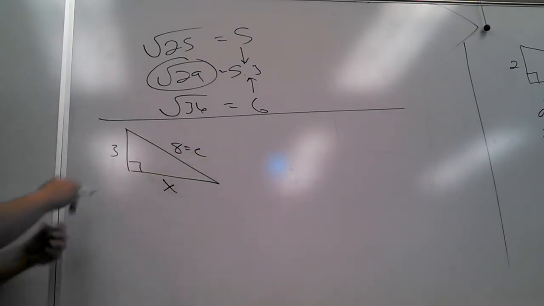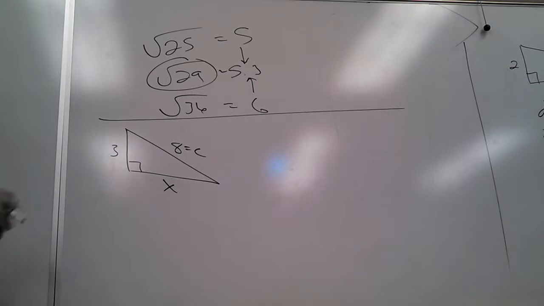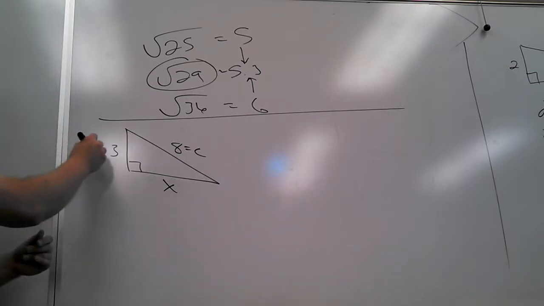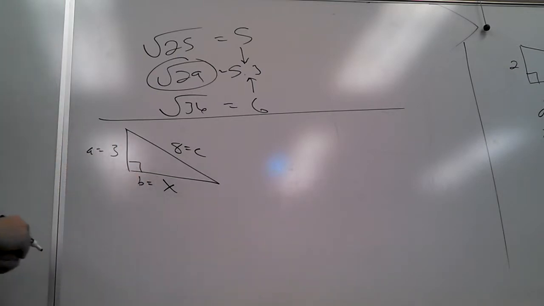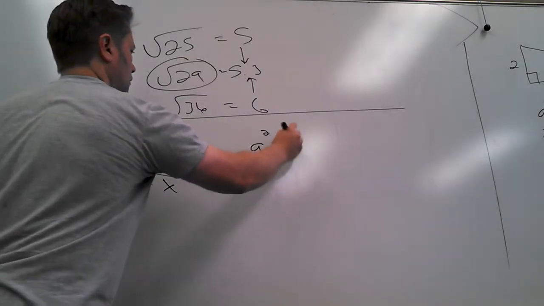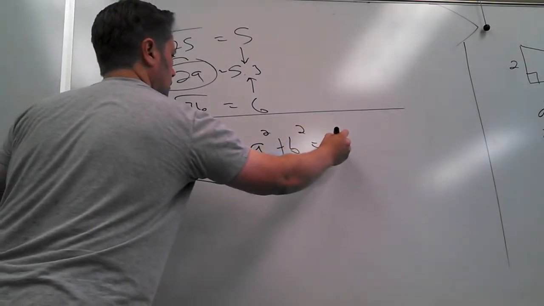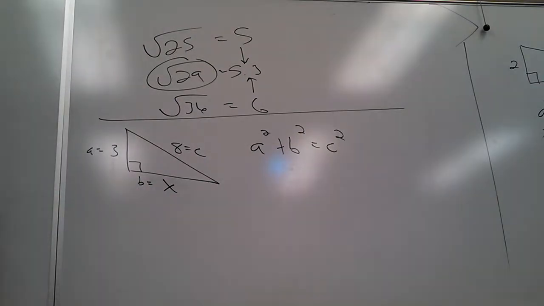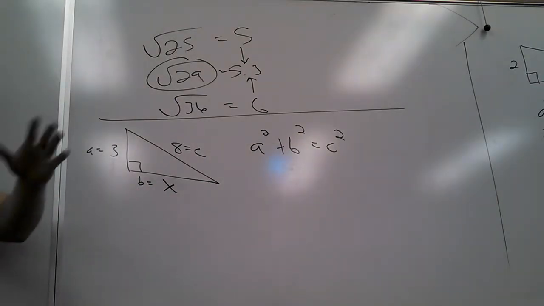Then you can call these whatever you want, because they're going to end up on the right side. So I can call this A, call this B. A squared plus B squared equals C squared. And now that we've figured out which parts everything is, I can just plug and chug.